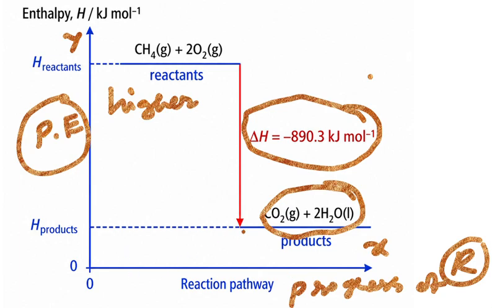So the energy difference between the reactants and products: products have less energy, whereas reactants have higher energy. The energy difference between products and reactants is delta H equal to minus 890.3 kilojoules per mole.